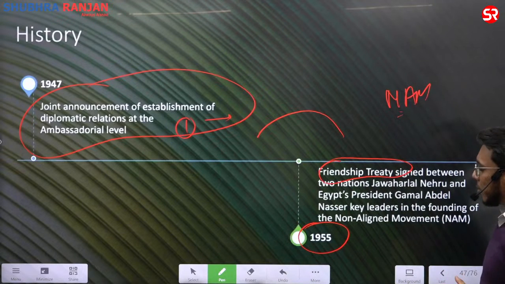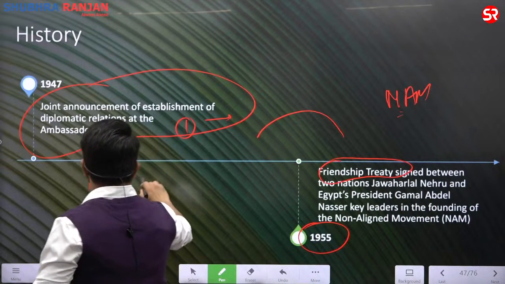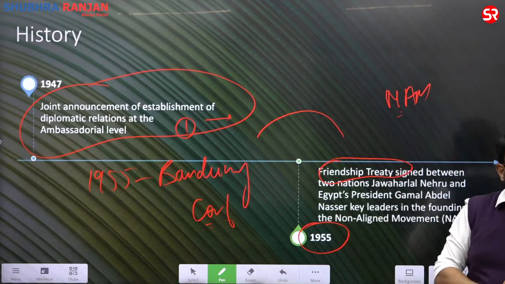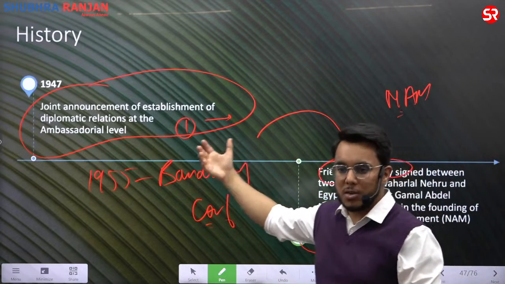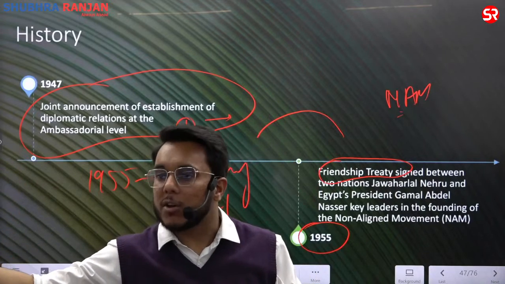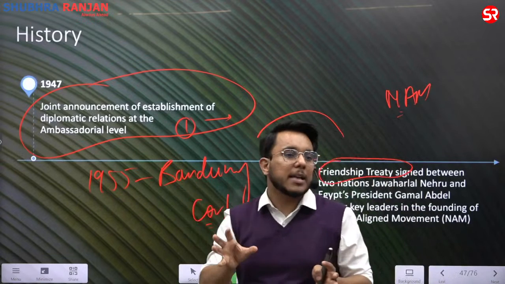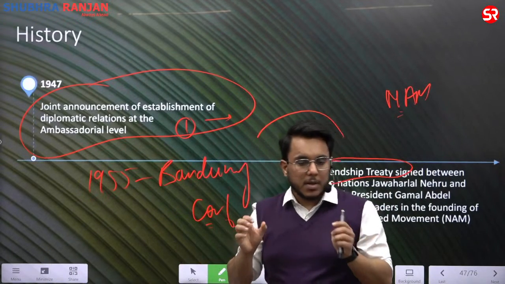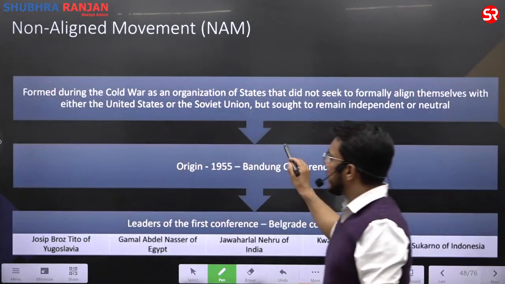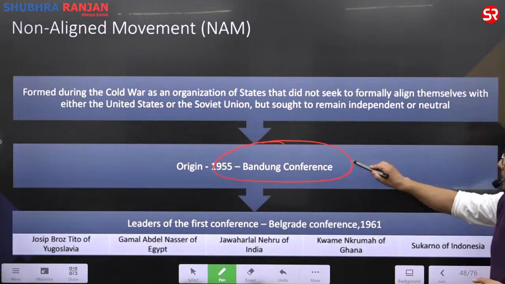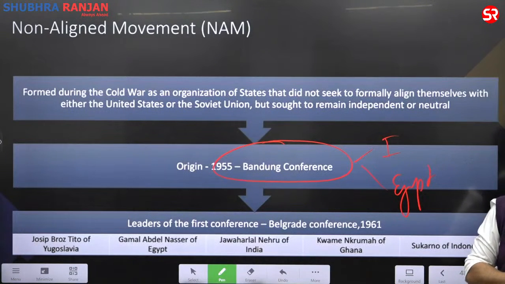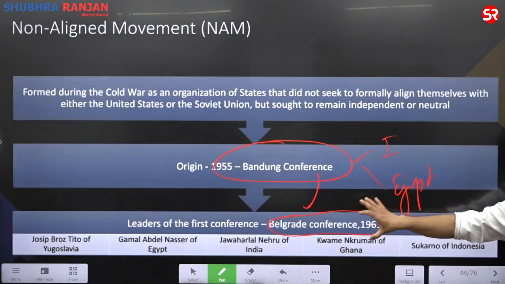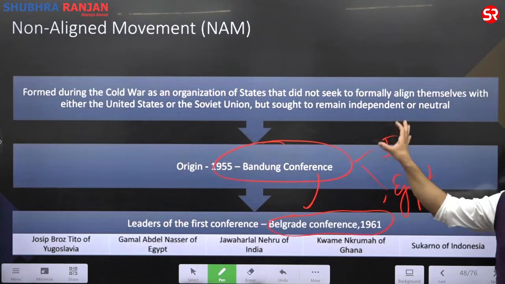Is it clear? When we talk about the Non-Aligned Movement, the Bandung Conference was held in 1955, and it is also called the Afro-Asian Unity Conference. The Bandung Conference was where the newly independent countries of Asia and Africa came together and proposed that we need to have our own independent foreign policy. Thik hai, uske baad mein kya hua? The 1955 Bandung Conference was held. In it, both India and Egypt played a very important role, and it became a kind of precursor for the Belgrade Conference of 1961, where the Non-Aligned Movement was formally launched.